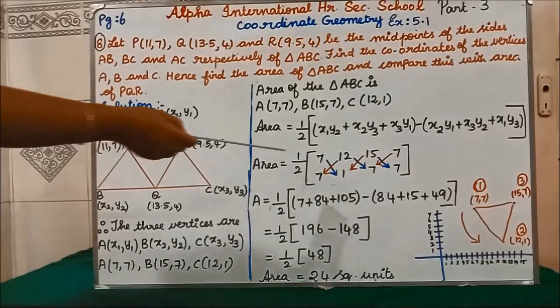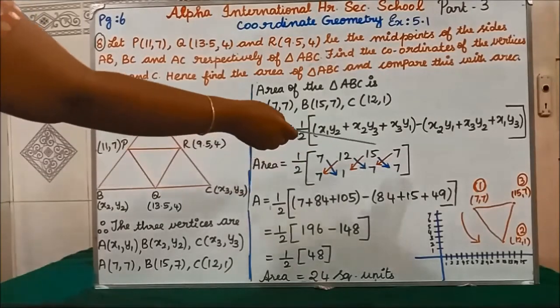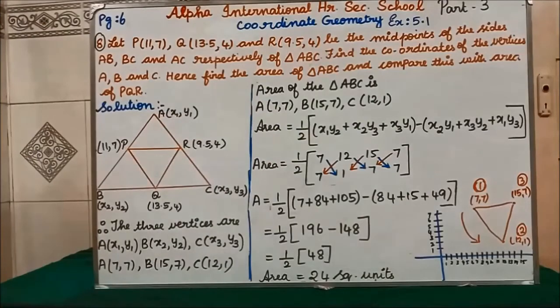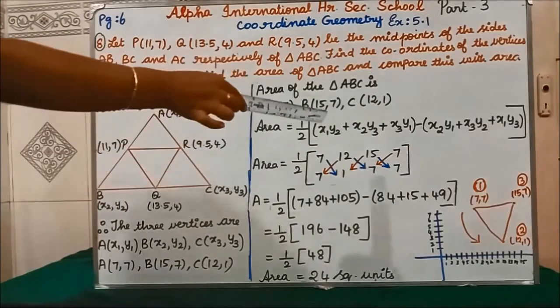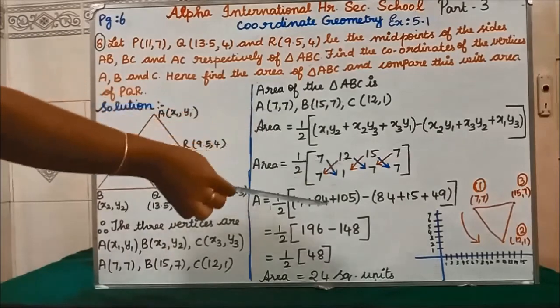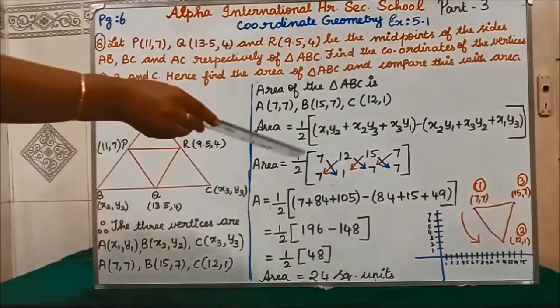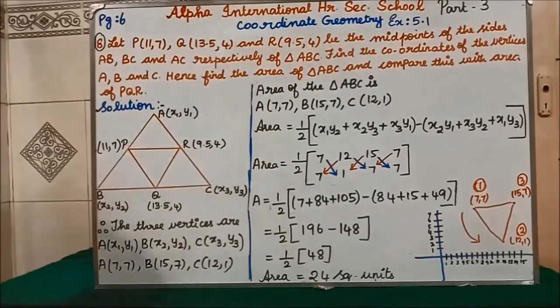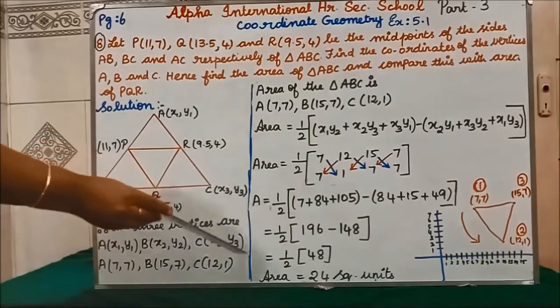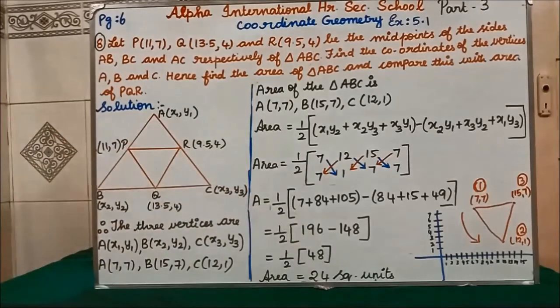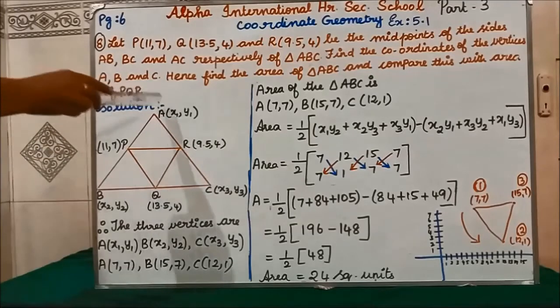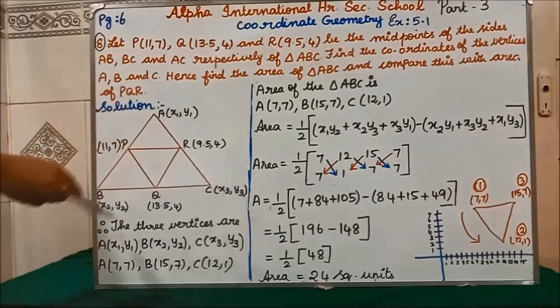See here, 7 into 1 is 7, 12 into 7 is 84, 15 into 7 is 105, minus opposite side, 12 into 7 is 84, 15 into 1 is 15, 7 7s are 49. If you are adding this fully, we are getting 196, that adding means we are getting 148. So, if you subtract 196 minus 148, we are getting 48. So, 2 and 48 if we are cancelling, we have got the area equal to 24 square units. Clear? Now, the big area is what? Area of the triangle ABC is what? 24 square units.